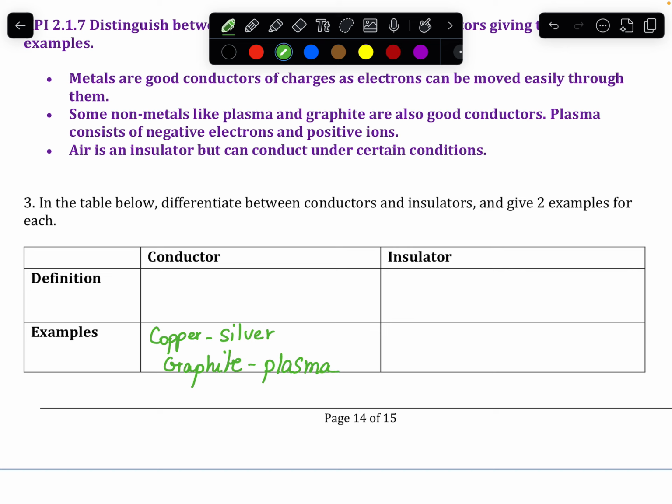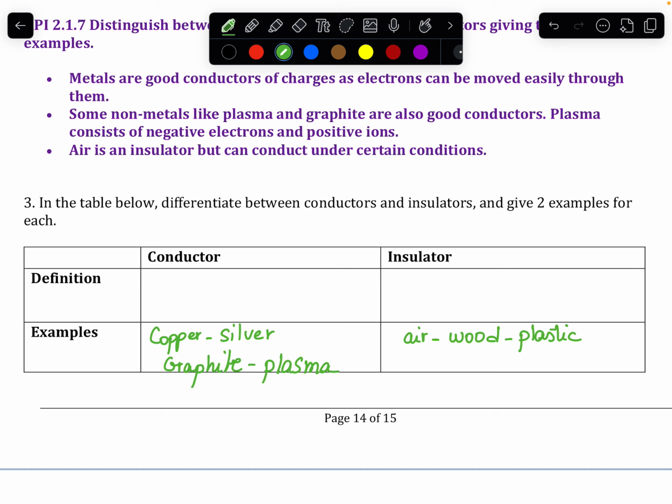Insulators, you can say air, rubber, wood, plastic, and even glass.